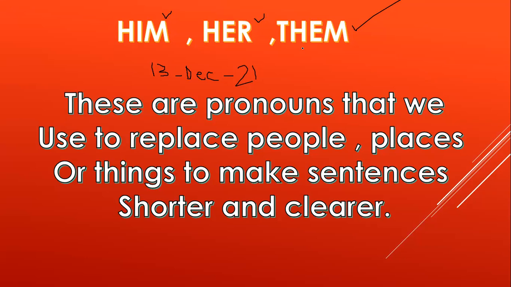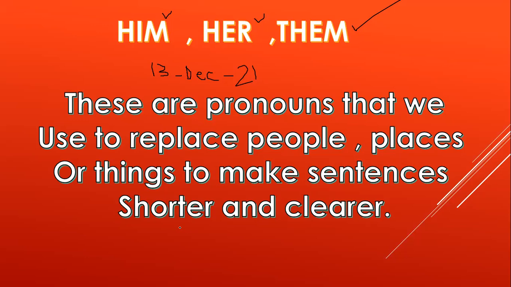For example, if you're talking about boys and girls together. So why do we use pronouns? Read here. These are pronouns that we use to replace people, places, or things to make sentences shorter and clearer. You don't have to repeat the name again and again. For example, if you say Sadia is a girl, you cannot say Sadia goes to school, Sadia has good friends, Sadia is good at studies. No, you don't have to repeat her name again and again. You use the word she, or you can use her. Okay, so these are kinds of pronouns.